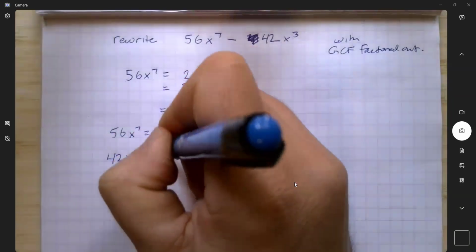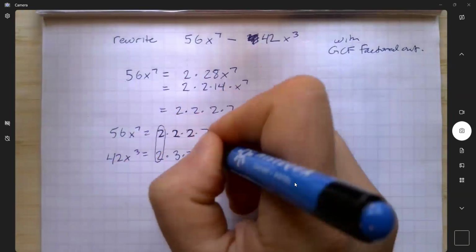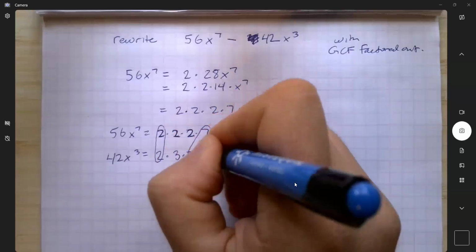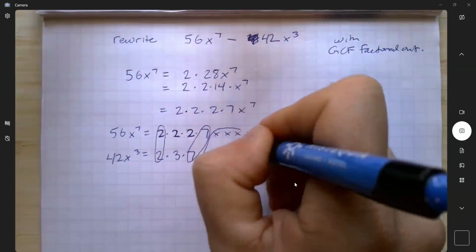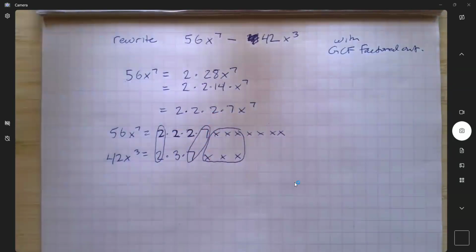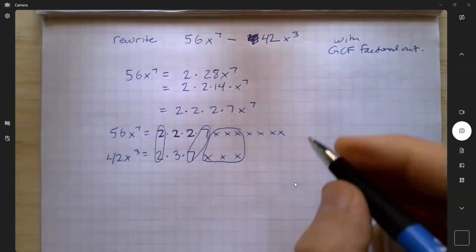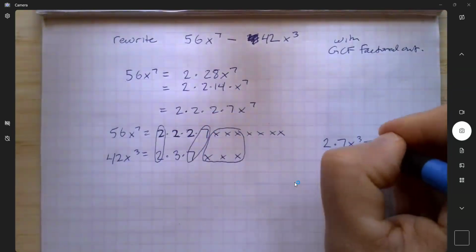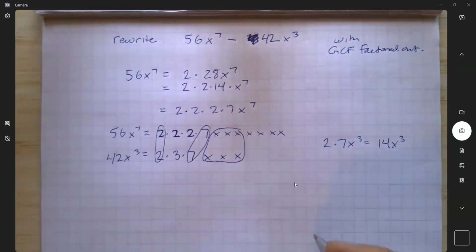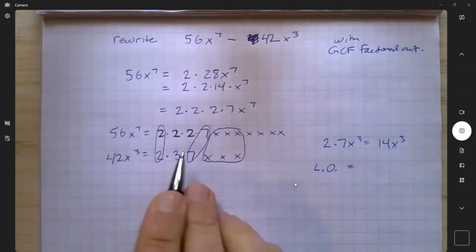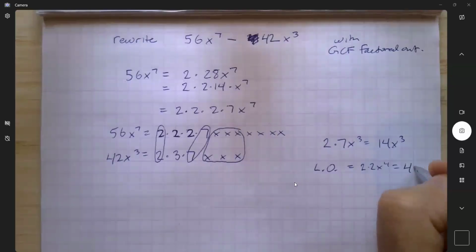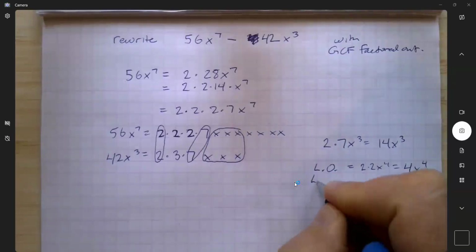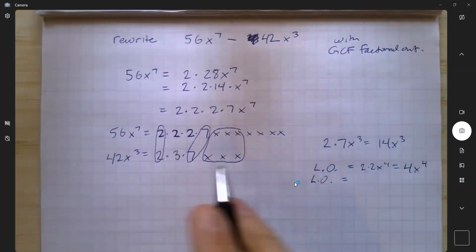And now we match what we can. Let's see, these two matches and these 7s match. And then I'm going to get lazy. I'm just going to circle the 3 x's that match. Good enough for me. So my greatest common factor is 2 times 7 times x cubed, or 14x cubed. And my leftover part 1, 2 times 2 with 4 x's, 2 times 2 x to the 4th, or 4x to the 4th. And my leftover part 2 is just plain old 3.